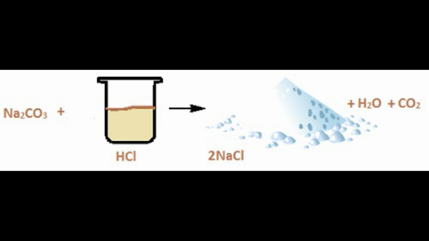So what exactly happened in this test tube is that we took a metal carbonate, which in this case was sodium carbonate, and added an acid to it, which is hydrochloric acid in this case, and they combined to form sodium chloride, water and carbon dioxide. So this was the reaction of an acid with a metal carbonate.